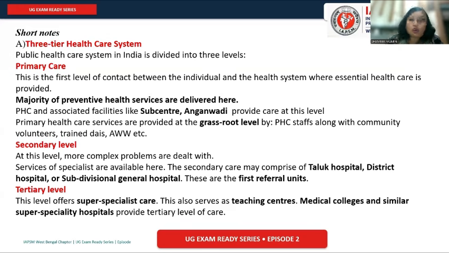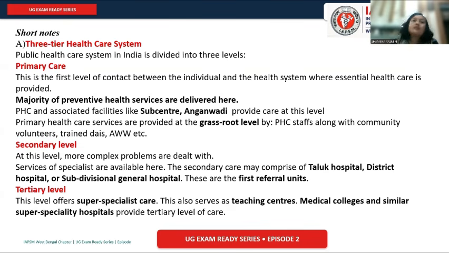Coming to short notes, the first short note is the 3-tier healthcare system. It's a very, very common question often asked in viva, and also it's the heart of community medicine, where service delivery is given in the three-tier system in rural India. There are three tiers: the primary care, secondary care, and the tertiary care.